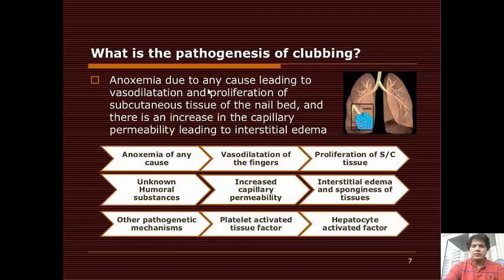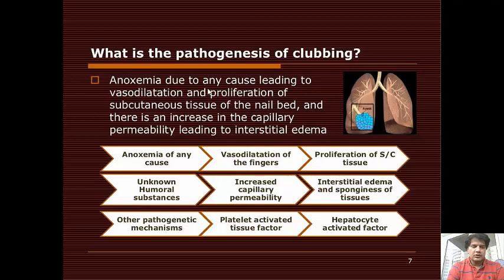Firstly you must remember the causes of clubbing. This chapter is approach to clubbing, so we must remember the causes of clubbing. I'll detail it; the mnemonic goes CLUBBING. Clubbing is mainly caused due to hypoxia, lack of oxygen. Anoxemia will lead to vasodilatation and proliferation of subcutaneous tissue of the nail bed.